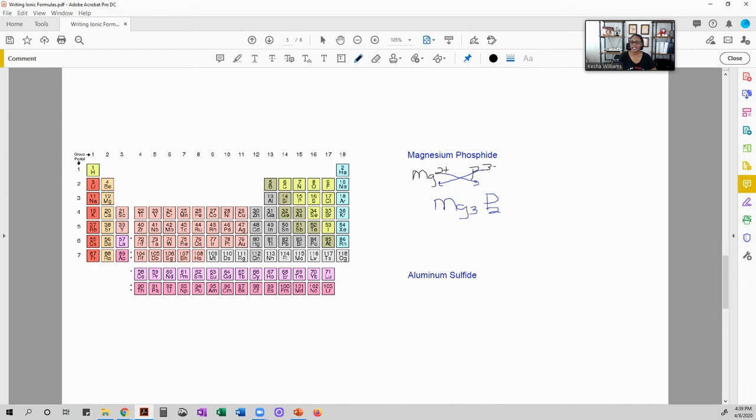So let's look at our next example of aluminum sulfide. Aluminum has a positive 3 charge, while sulfide has a negative 2 charge. And when we complete our drop and swap, the 3 becomes the subscript for sulfide, and the 2 becomes the subscript for aluminum. That would give us, oh, that came out messier than normal, but aluminum 2 and sulfide 3.